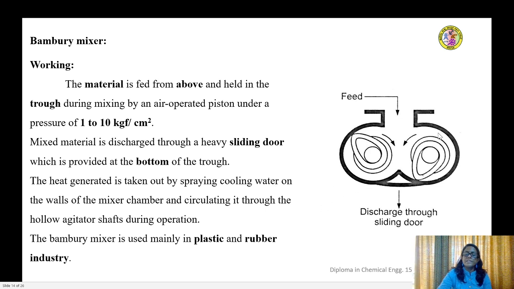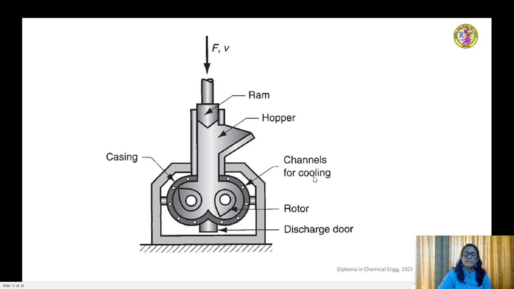So as you can make out from its structure and the operation, it is most suitable for mixing very thick material like plastic and rubbery material in industries. And the diagram showing you.